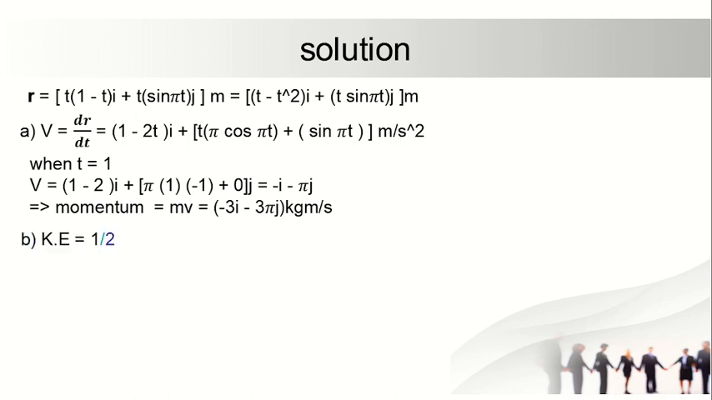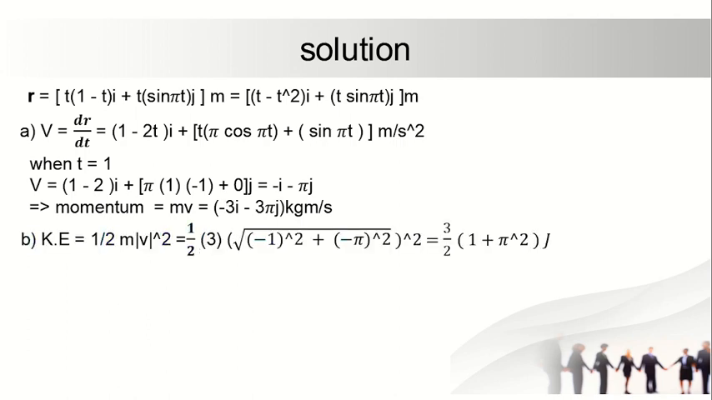So let us pass to the b part. The b part says calculate the kinetic energy of the particle P. The kinetic energy is given by ½mv². Now V is given in the form of a vector, so how do we do that? To have the normal V, it will be the magnitude of that V, squared. So you do the magnitude of the velocity that you have. Don't forget, still the same condition when t = 1. So you have ½ times 3 times the magnitude of V, which will be the square root of (−1)², that is the i component, plus (−π)², the j component. All that, don't forget, all that squared. So they say the magnitude of V squared.